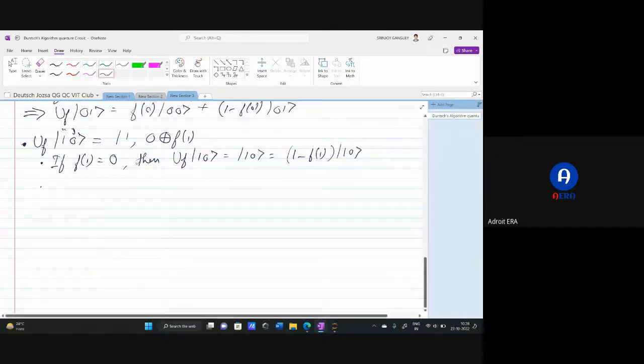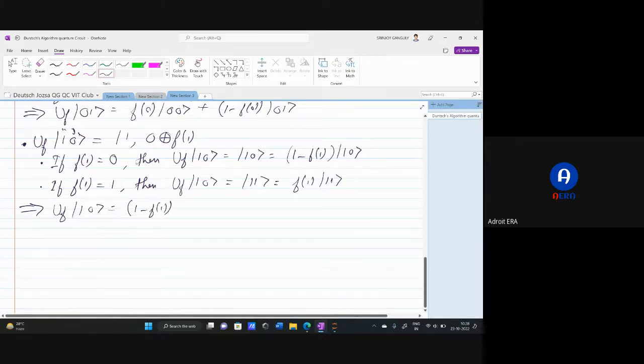other ones are straightforward. And similarly, if f of 1 is equal to 1, then we are going to have uf 1 0 is equal to 1 1, which is equal to f of 1 times 1 1, and therefore now you can write it as uf 1 0 is equal to 1 minus f of 1 times ket 1 0 plus f of 1 times ket 1 1. Okay, so this is the result.